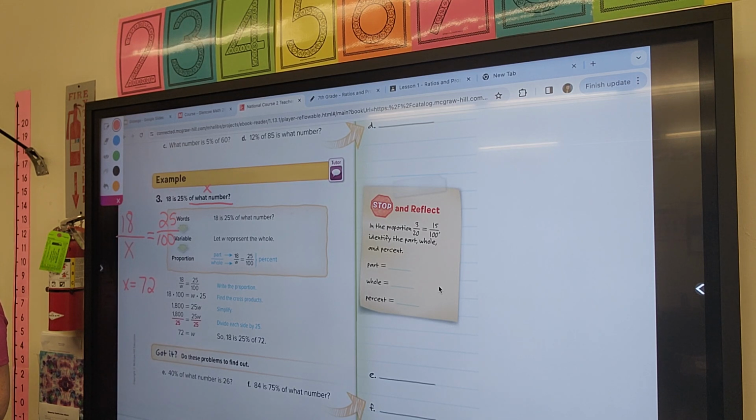I want you guys to try letter E. 40% of what number is 26? You're gonna set up your proportion. Do you divide it or times it? Yeah. You cross multiply and divide.